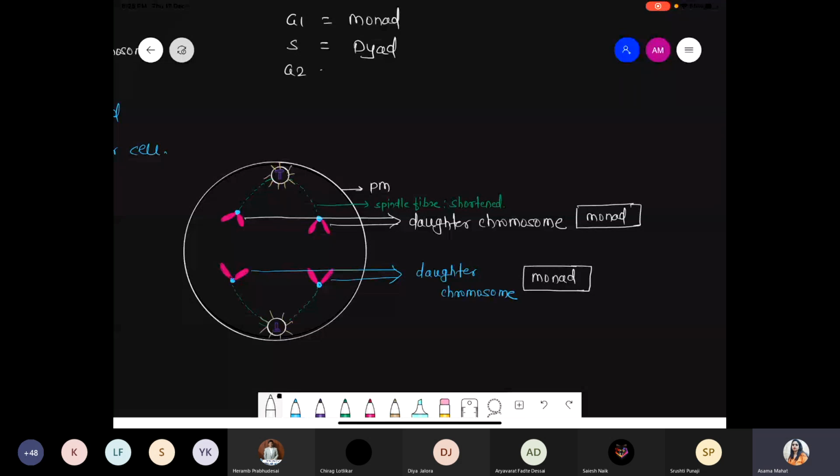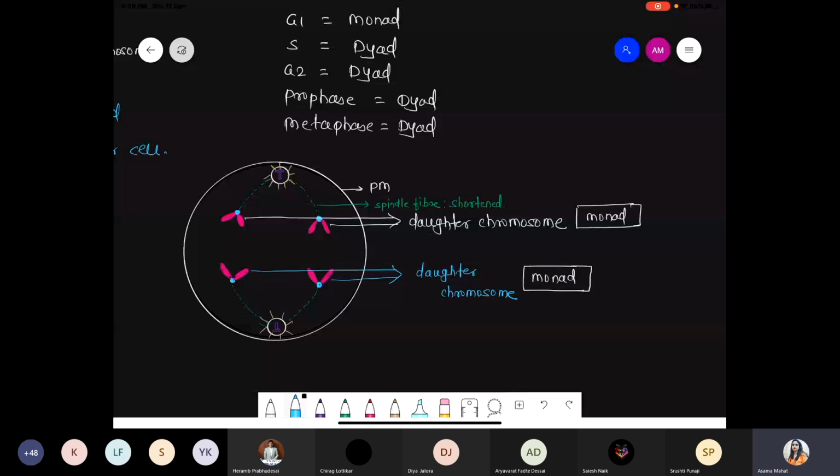The cell will proceed into G2, again the dyad condition is maintained. From G2, the cell enters mitosis, karyokinesis, and now we are talking about the prophase. Even in the prophase, the dyad condition is maintained. Now from the prophase, the cell proceeds into metaphase. In the metaphase, the dyad condition is still maintained because the centromere has not split.